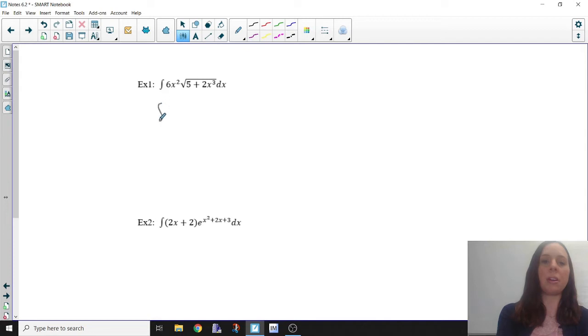And I want you to write that part first. Okay, I call this rearranging the integrand. Put the square root of 5 plus 2x cubed first. Put the 6x squared dx in the back.